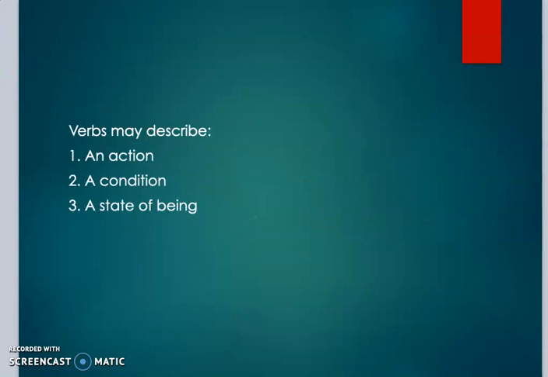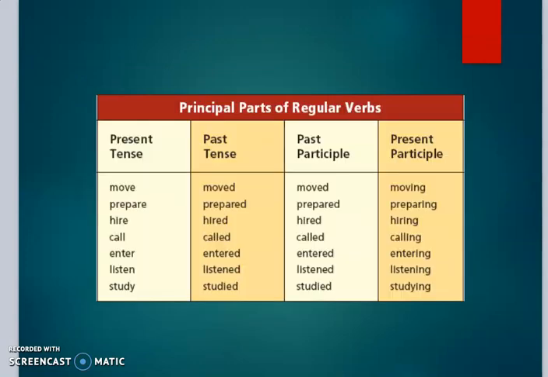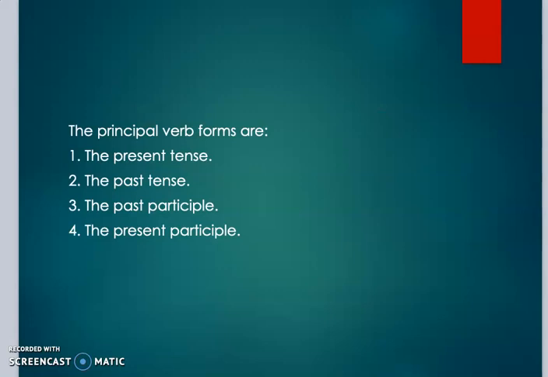Verbs that describe an action, condition, or state of being. Of course, you know this: present, past, past participle, and present participle. Participles are a little confusing. Don't take a lot of time to study and know these, but you should have a broad idea of what they are. Present and past tense, of course, I'm sure you'll be able to pick up on very quickly. Principal verb, past tense, present participle, and past participle. We really went over that.